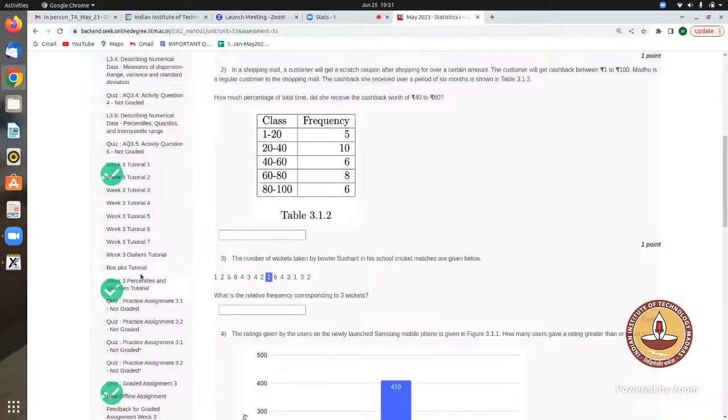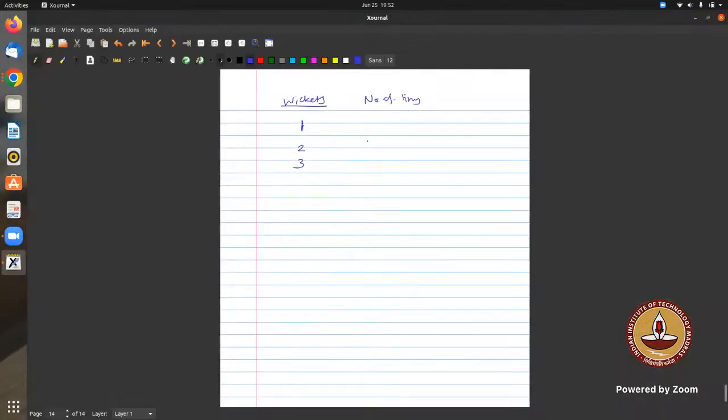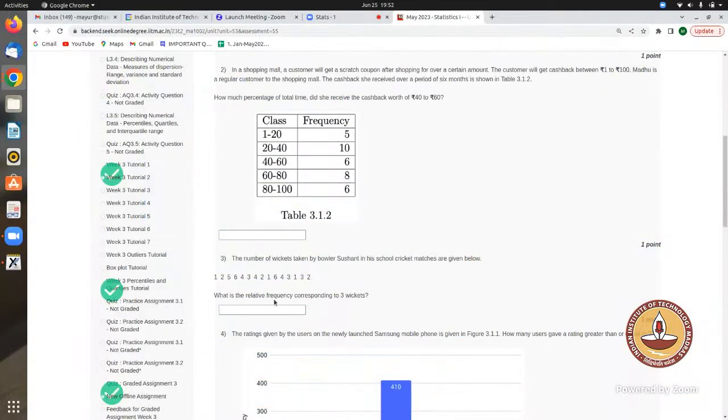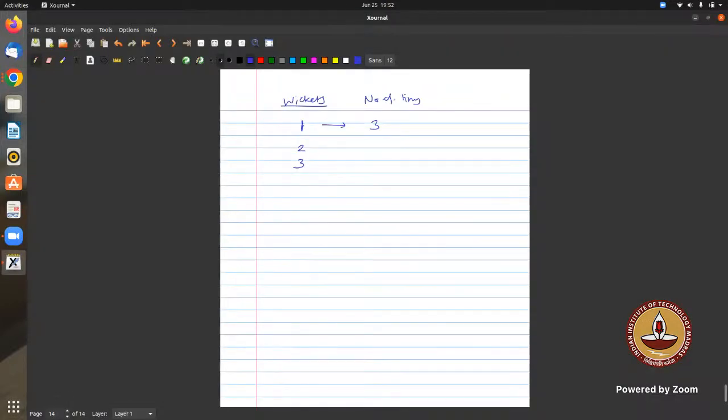Yes, sir. 3 times. So for 1 the frequency is 3. How many times has Sushant taken 2 wickets? 1, 2, 3 times, sir. So similarly, can you tell me how many times Sushant has taken 3 wickets? 1, 2, 3 times, sir. And that is the frequency corresponding to 3. So 2 is 3, 3 is 3.